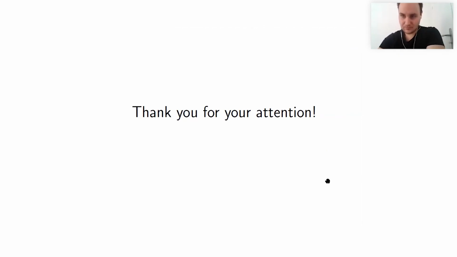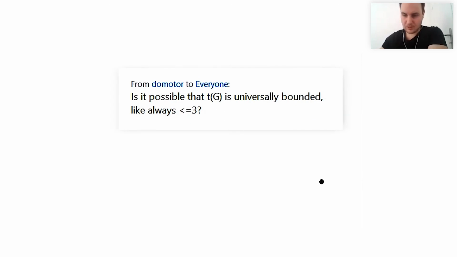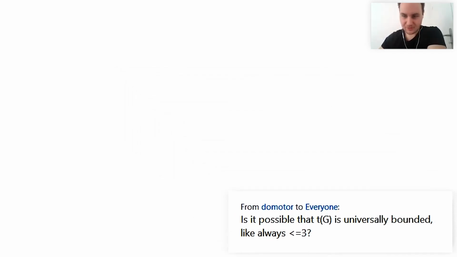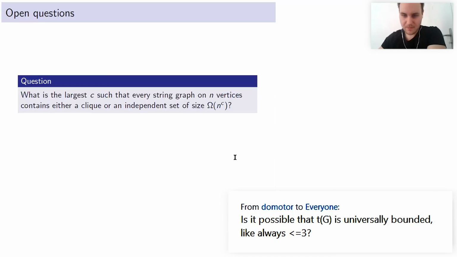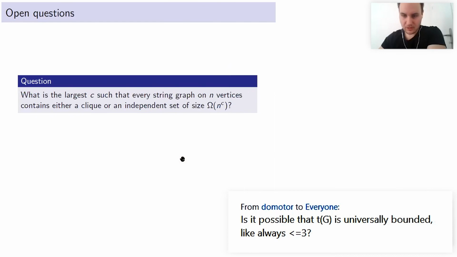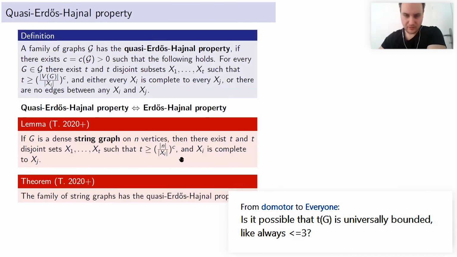Can I ask a question? There is a question in the chat. Yes. So is it possible that T_G is universally bounded? So what was T_G? That T that you defined there for every graph, if you go back on your slides. Here, this T. Yes. So you said it can be 2, but could it be always at most 3?